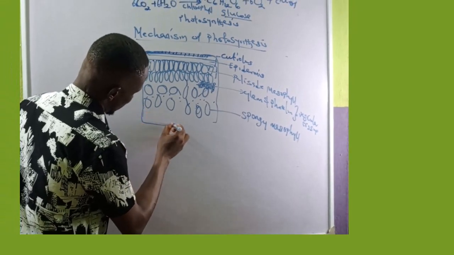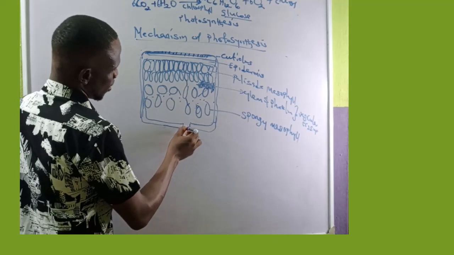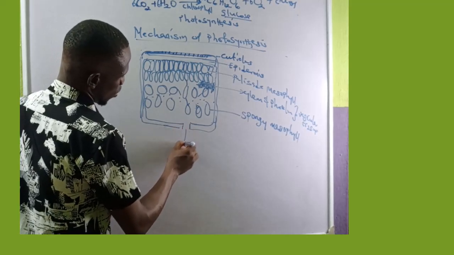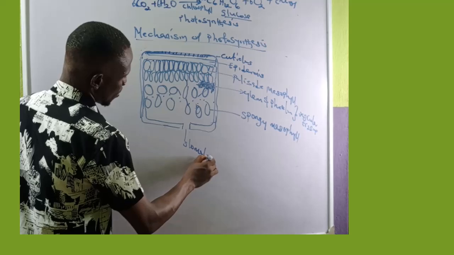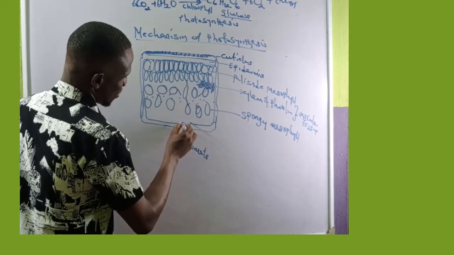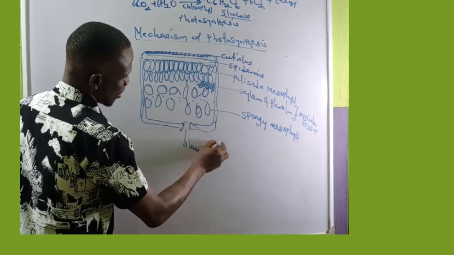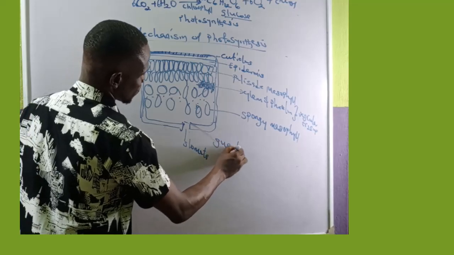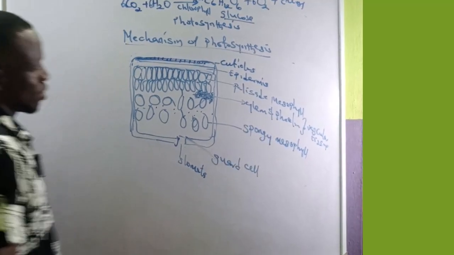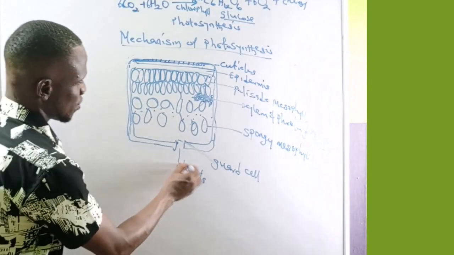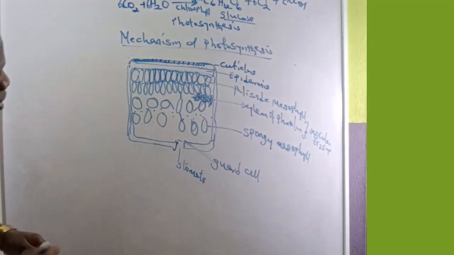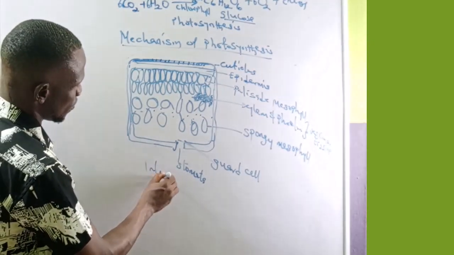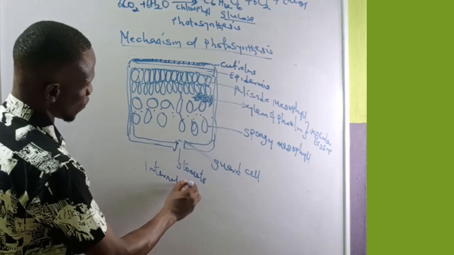The leaves also have a space. This space is called the stomata and is created by the guard cells. So where do we find chlorophyll now? The chloroplast in this leaf. This is the internal structure of the leaf.